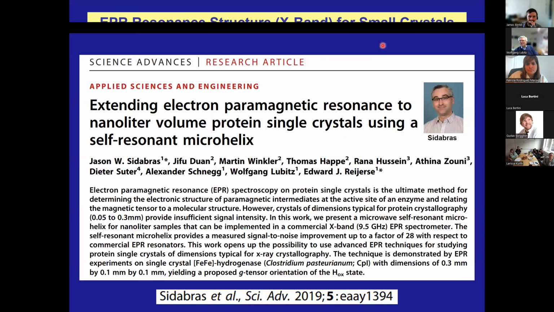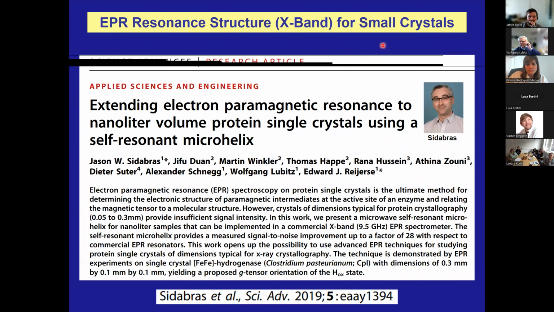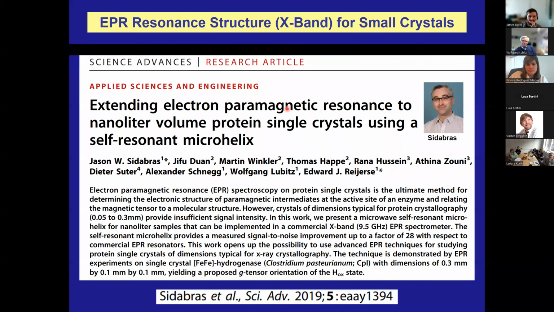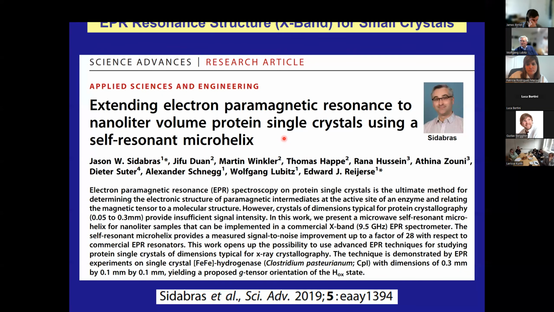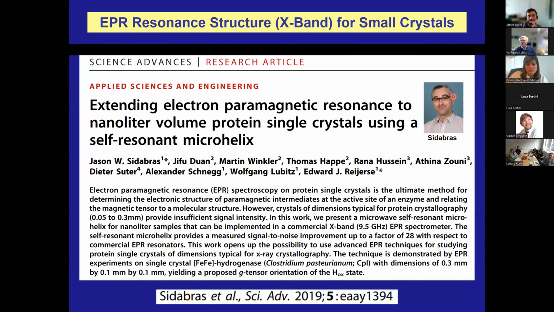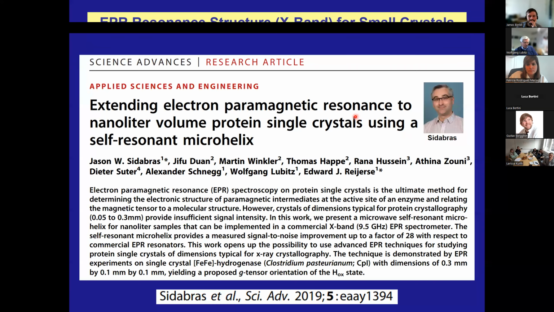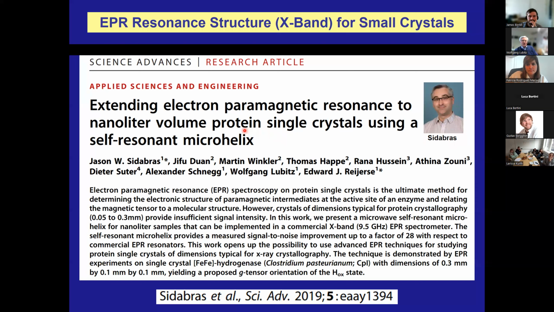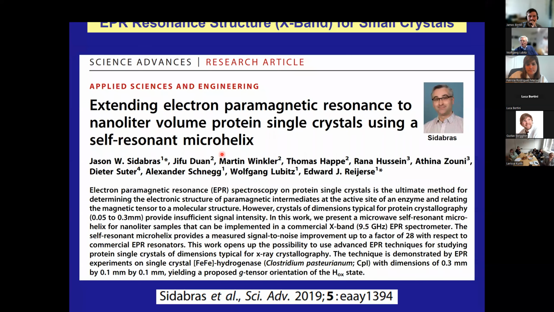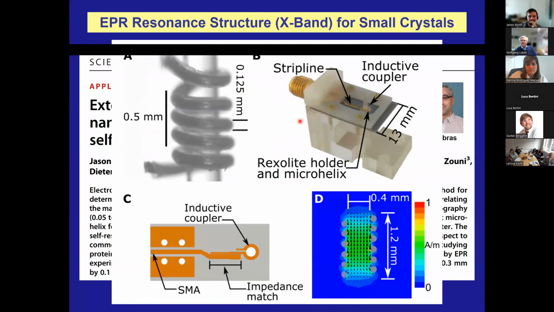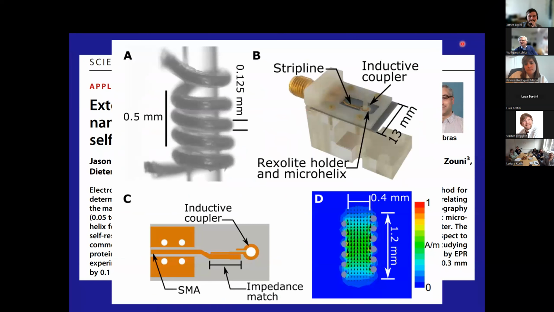So what about single crystal work on iron-iron hydrogenase? That was difficult because the crystals were very small, and we had Jason Sidabras in our group, and he worked and set up a resonance structure in which very small samples could be measured. This is the only technical advancement that I show.